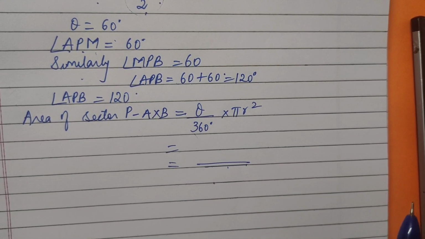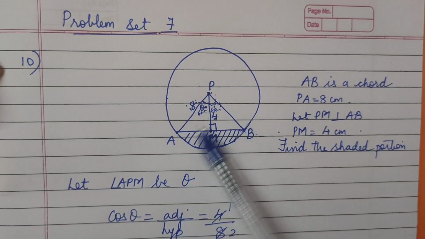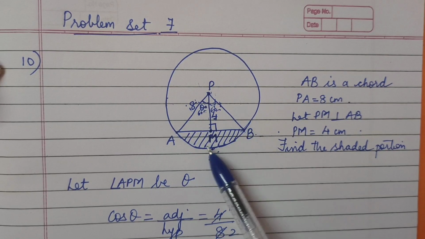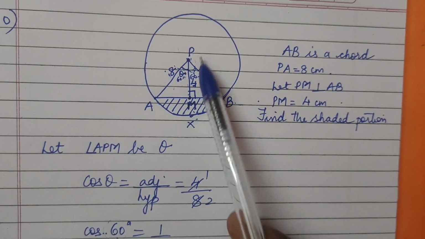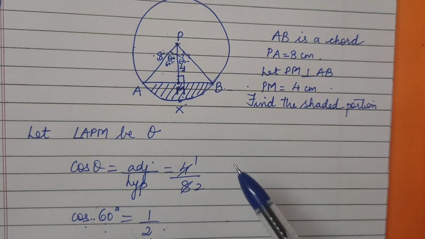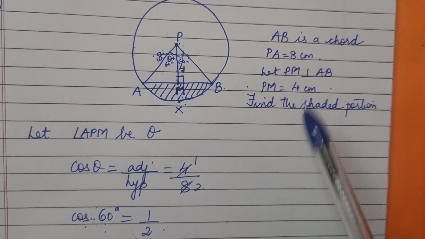Now what we have to do? We have to find the area of a segment, because what is the formula? Area of a sector minus area of a triangle. Then we will get it. How can we find the area of a triangle here? We have learned the formula half r square sine theta.